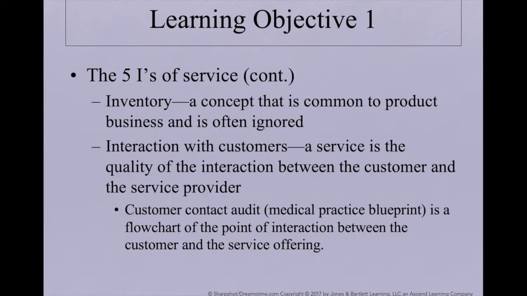The next of the 5 I's is inventory. A concept that is common to product business is often ignored. Inventory is common in the product business, and the cost associated with carrying inventory is a major concern. An important consideration in marketing is the interaction with customers. A service is the quality of interaction between the customer and the service provider.